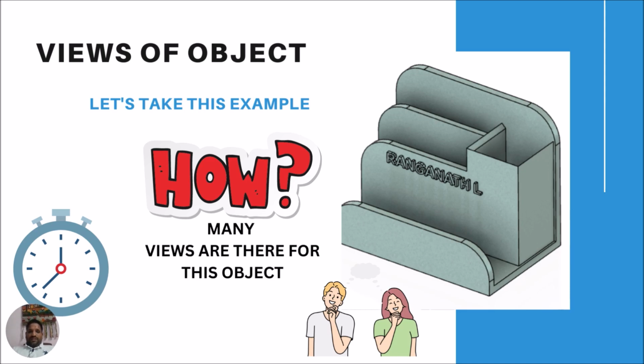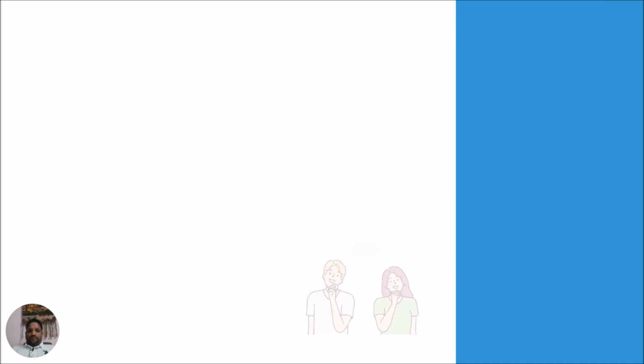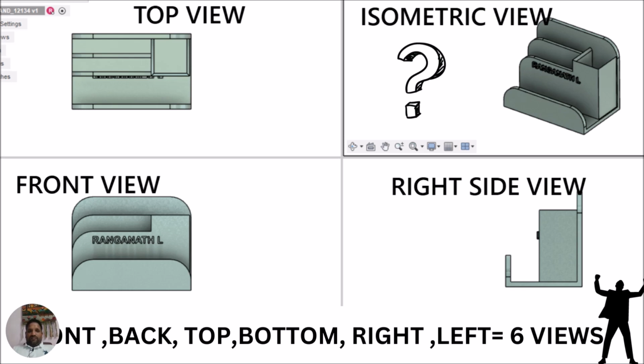Now let me put this effectively here. Right, you can see I said that there is a top view, front view, and right side, which we know very commonly. But apart from this, for front you have a back, for top you have a bottom, for right you have a left. So totally 6 views you are having.